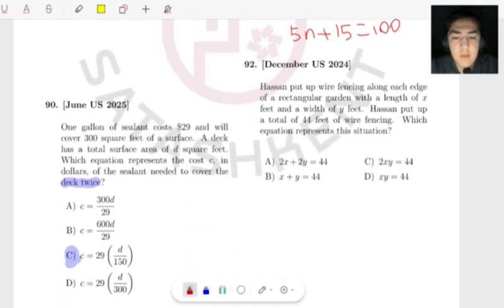So here it says what? Hassan put up a wire fencing along each edge of a rectangular garden with a length of x and with a width of y. Hassan put up a total of this many feet of wire fencing, which equation? Because here it's just complicating with different words, and that's it. Super simple, guys. You're just given a rectangle. So the length is let it be x, and y does not really matter.